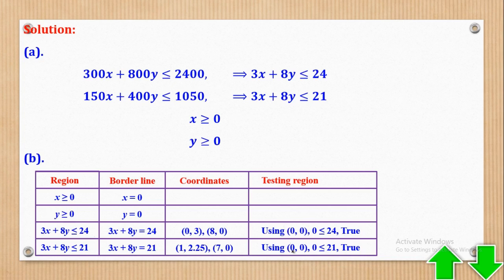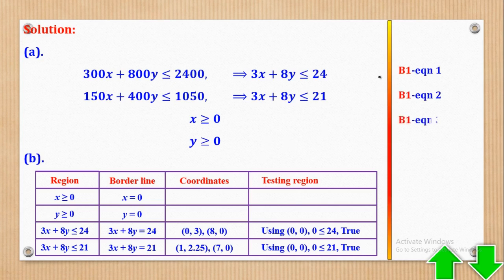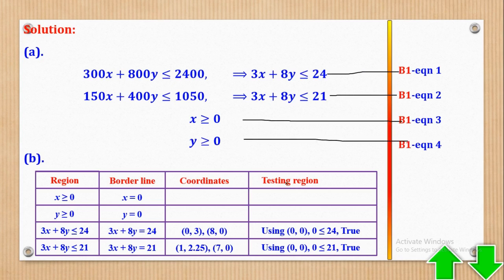So this table will help us very well, and we shall see how it can be used to shade, to draw the regions. So before we draw, let's see how marks can be awarded for this slide. So B1 for equation 1, B1 for the second equation, third equation, and fourth equation.